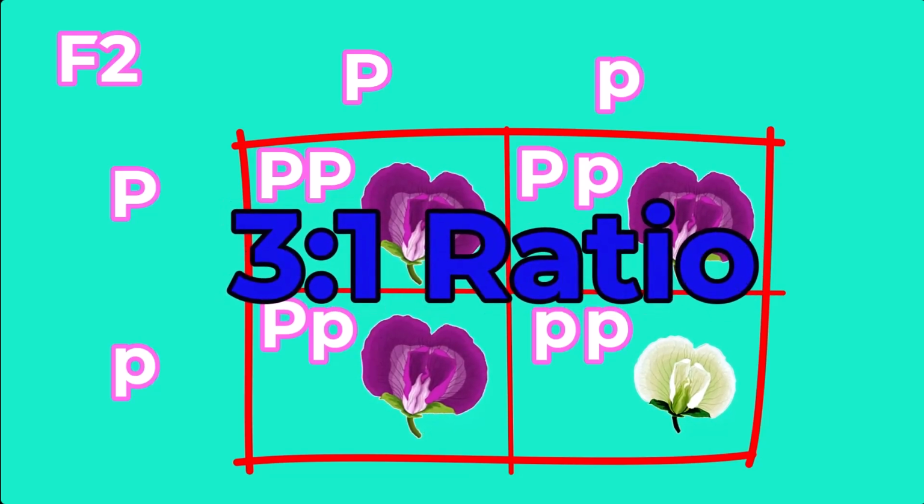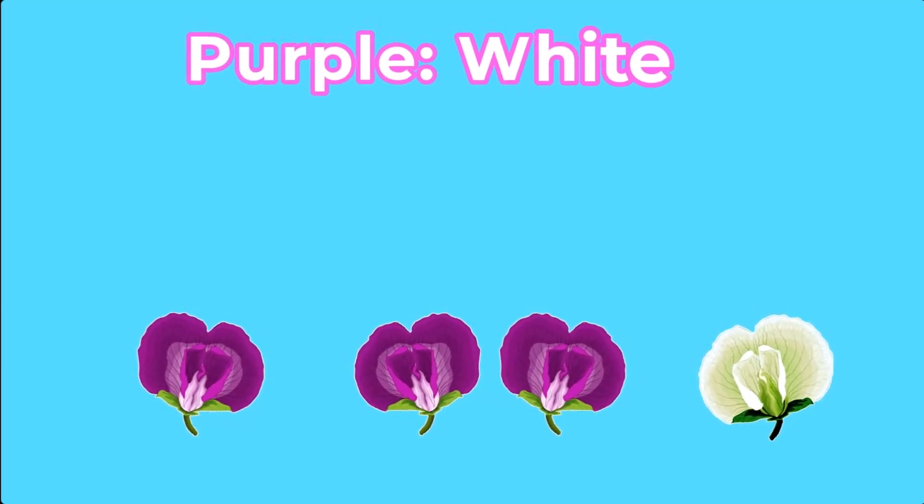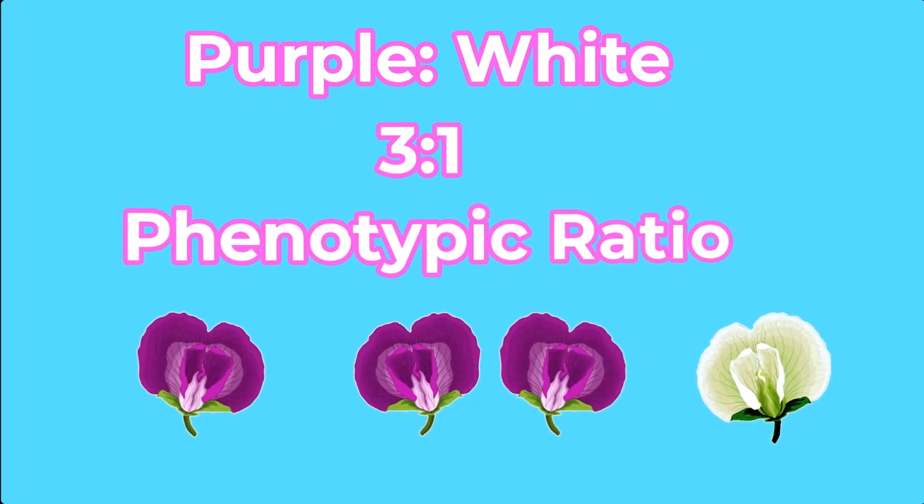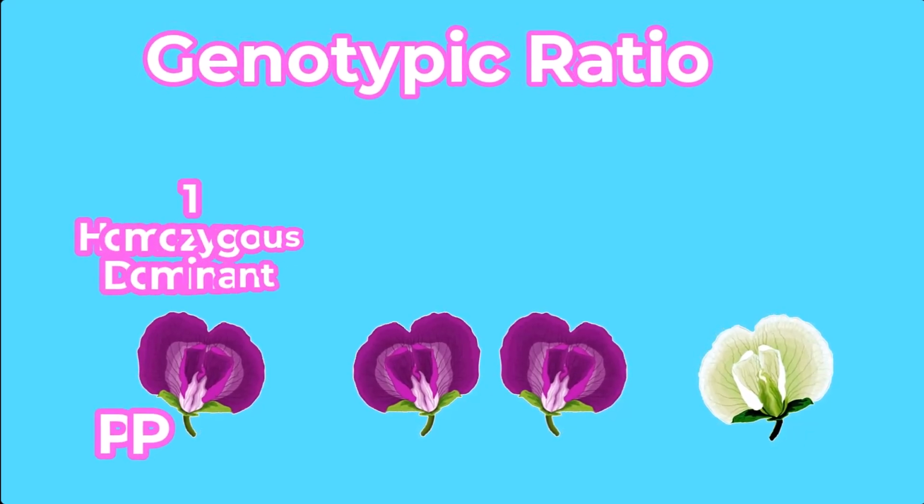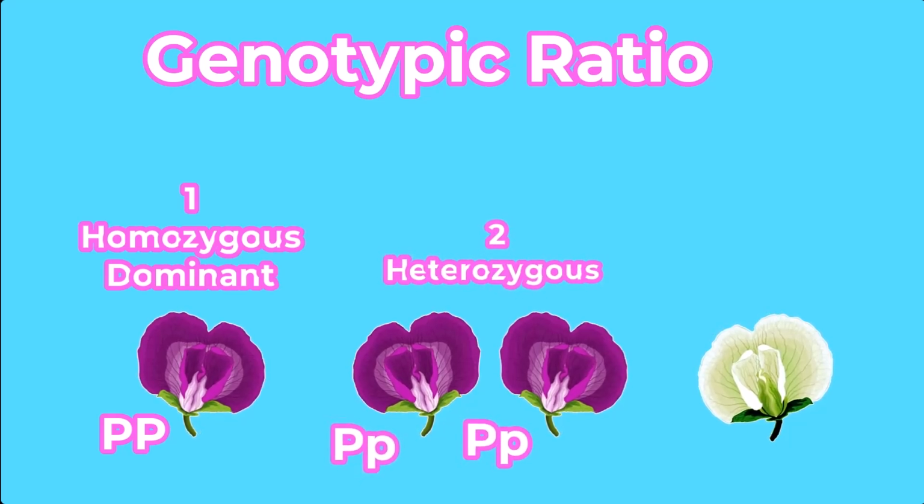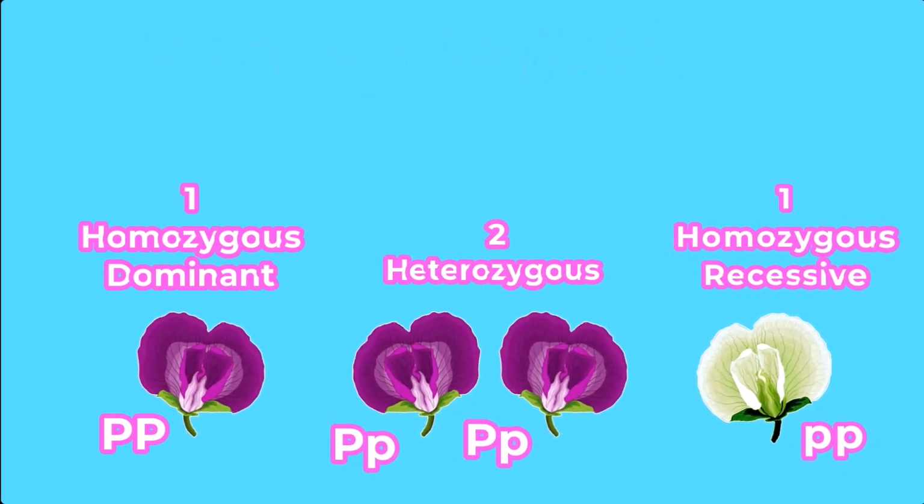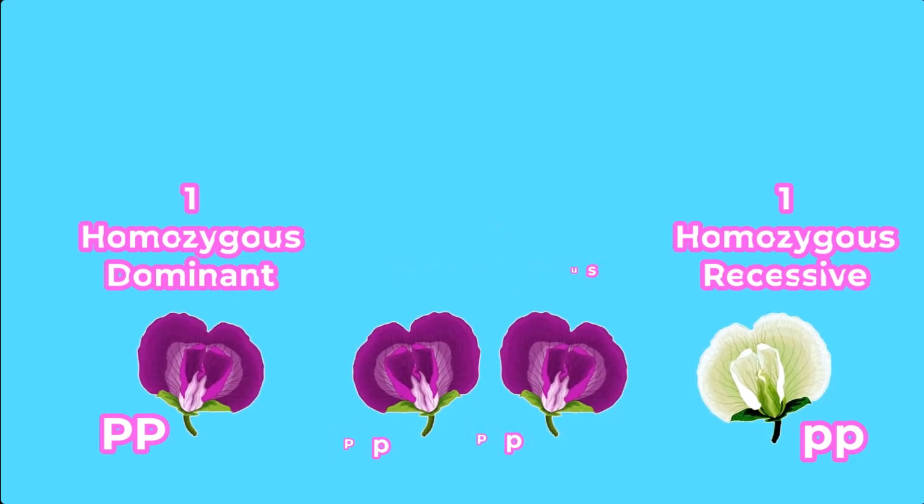Mendel's model accounts for the 3-to-1 ratio that is observed in the generation F2. The ratio of plants with purple flowers to those with white flowers is 3-to-1. This is called the phenotypic ratio. The genotypic ratio would be 1 homozygous purple flowered plant, 2 heterozygous purple flowered plants, and 1 homozygous recessive white flowered plant.